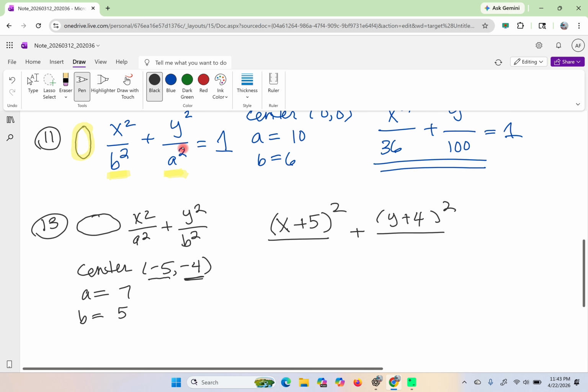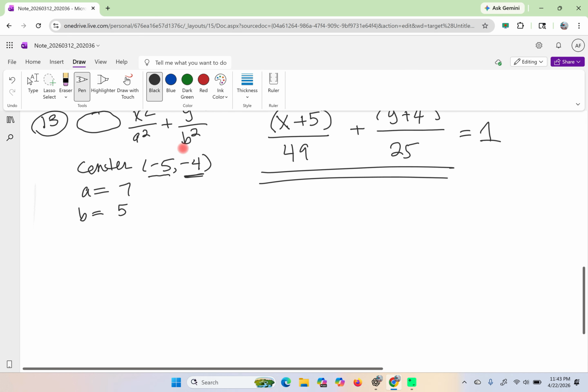And this is horizontal. So a squared goes underneath x. And a squared is 7 squared makes 49. B squared would be 25. It always equals 1. And that is our equation for number 13.